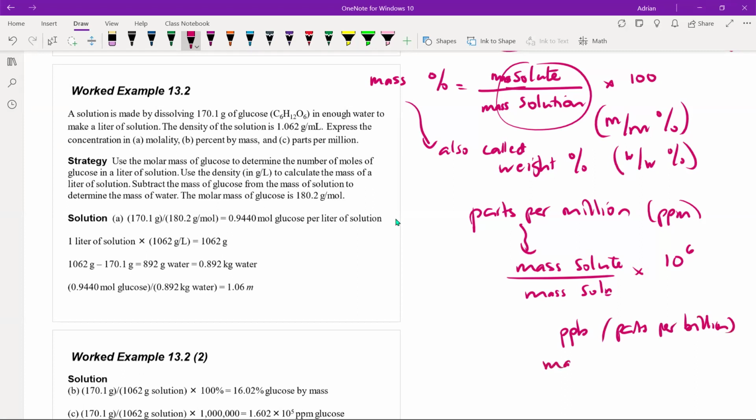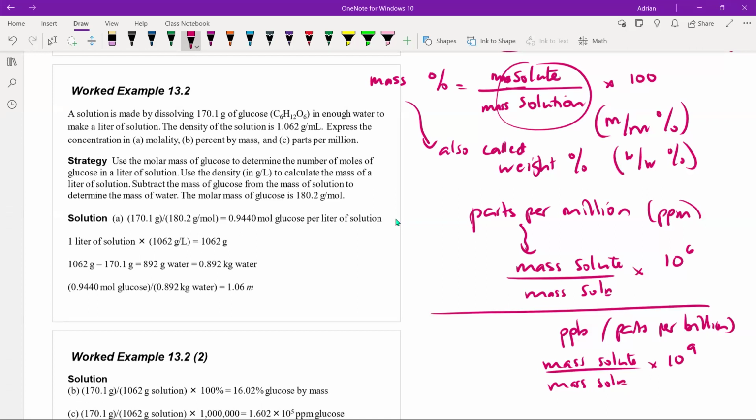And that would be the mass of the solute, again, the relationship is the same, over the mass of the solution. And now we're going to times it by a billion, 10 to the 9, to get our ppb. And we usually see those when we're looking at really tiny concentrations. You have a really small amount of solute in a fairly large amount of the solution. That's when we invoke those ppm and ppb. And in some cases, parts per trillion, so ppt, sometimes we see that as well.